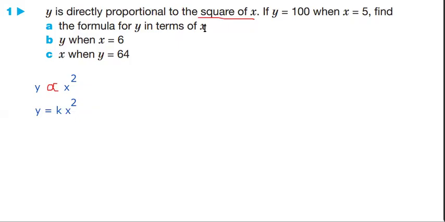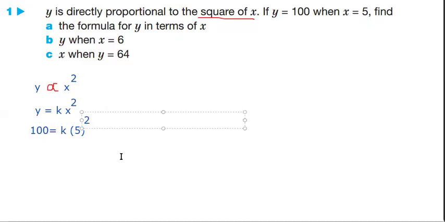Now we're going to use the values that we have in the question to find k, the constant of proportionality. We know that y is 100. This means we write 100 here equals, and then k. And then we know that x is 5, so we put it in brackets like this. So it's going to be 5. And we already know it's squared, so it's going to be 5 squared like this.